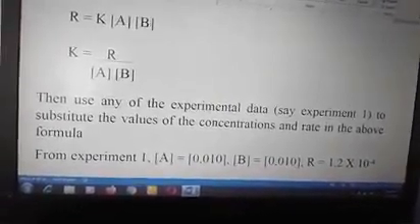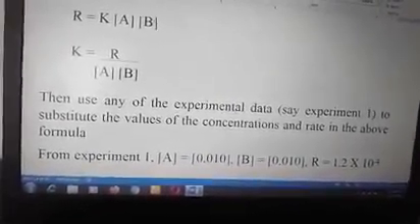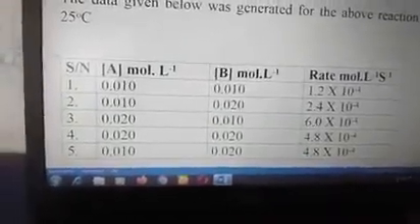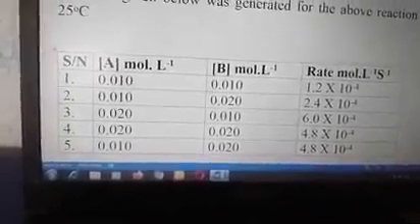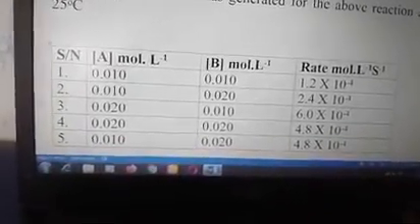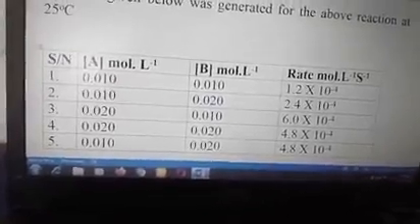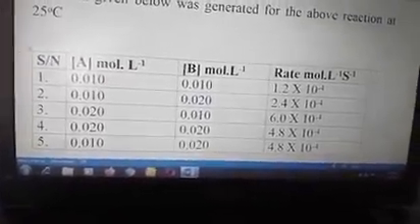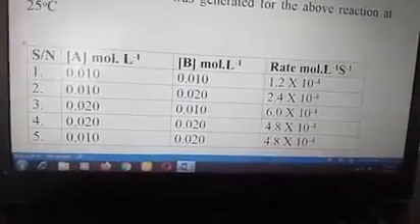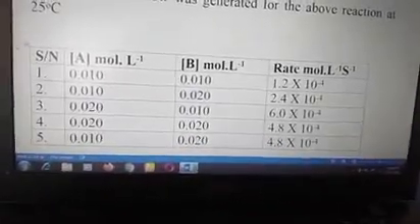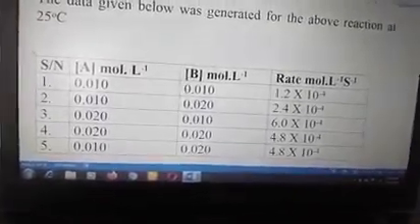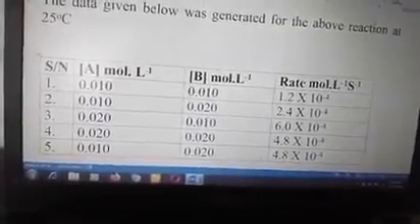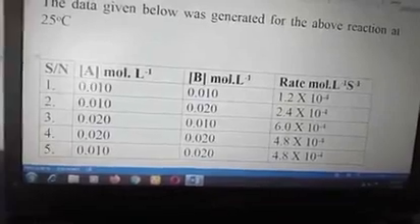So let's go to the table and see experiment set 1. So this is the table. In experimental set 1, the concentration of A is 0.01 mole per dm cube. That of B is also 0.01 mole per dm cube. And the rate of reaction is 1.2 times power minus 4 mole per liter per second. So you can use any set of experiments to evaluate K. We choose experiment set 1 to evaluate our K.